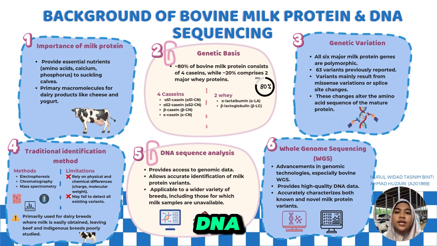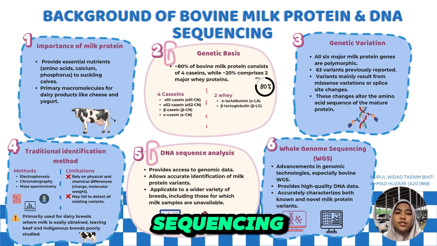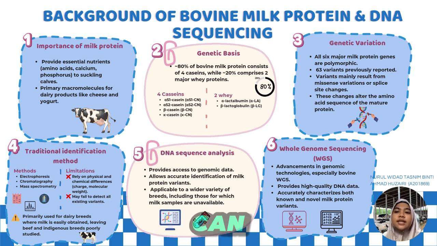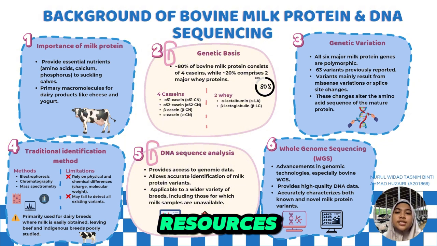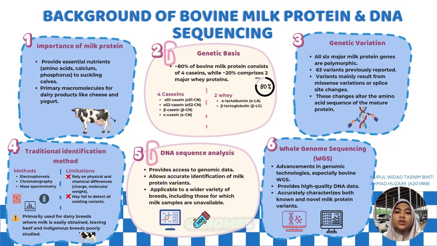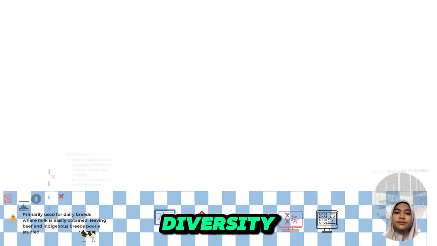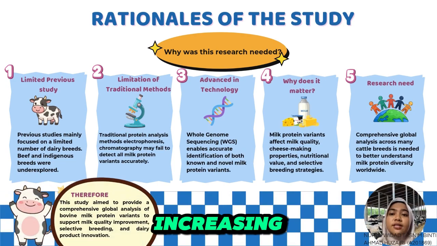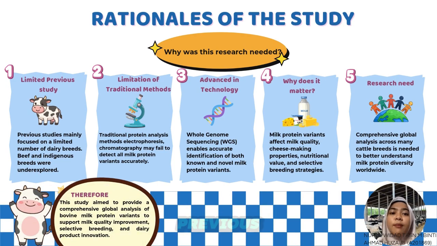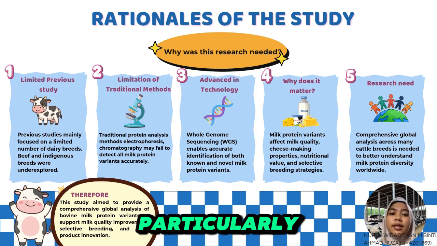With the advance of DNA sequence analysis and whole genome sequencing, or WGS, scientists can now identify both known and novel milk protein variants more accurately across many cattle breeds worldwide. Overall, global genomic resources like the 1000 Bull Genomes Project and OptiBov project help provide a more comprehensive understanding of bovine milk protein diversity. However, despite the increasing number of studies on milk protein variants, previous research mainly focused on a limited number of commercial dairy breeds, particularly Holstein cattle.